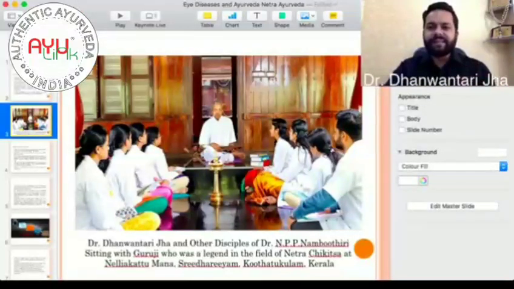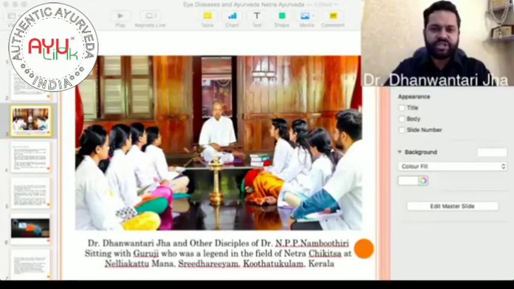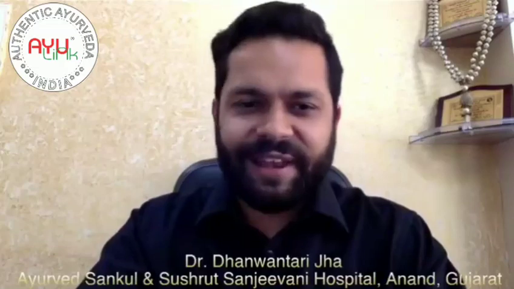This is how we used to learn ophthalmology from Sir, or you can say Shalakya Tantra and Netra Chikitsa, from Guruji. This was his traditional hut, which you can see behind him, where they used to proudly pray to Lord Nelliyakattuman Bhagwati. She's a goddess of eyes according to the Kerala tradition of Ayurveda Vaidyas. And today, as we are going to learn about ophthalmology, I thought this was relevant to show you.